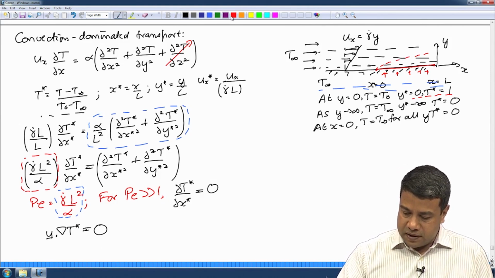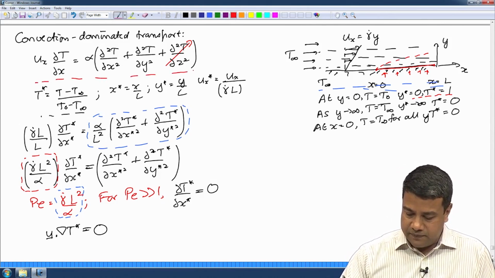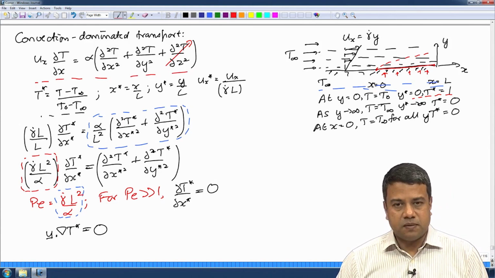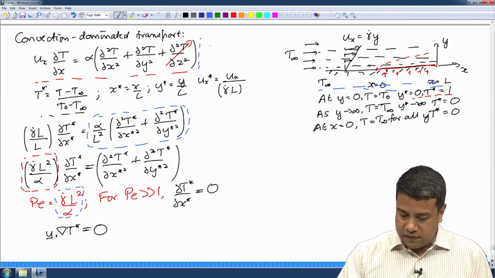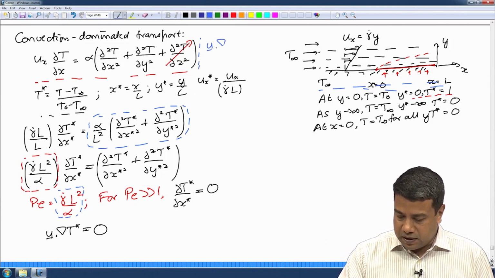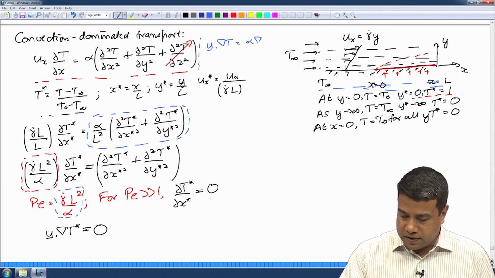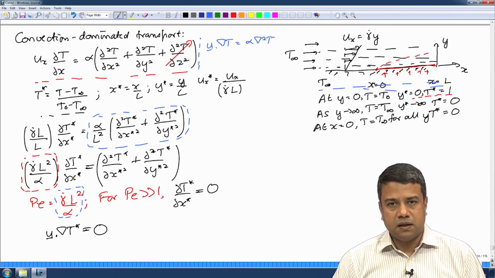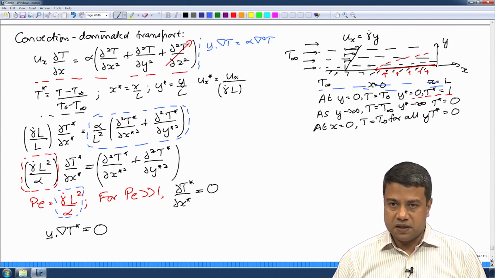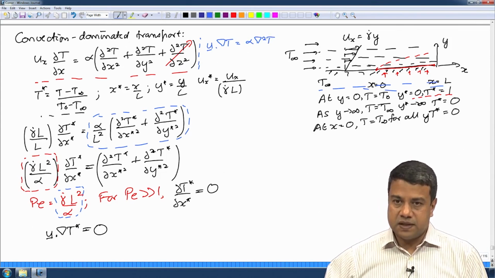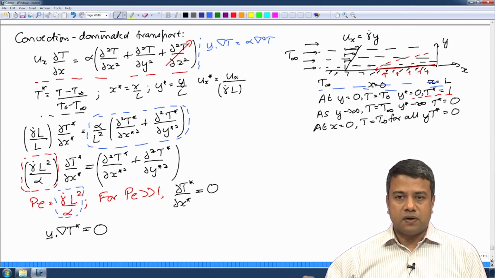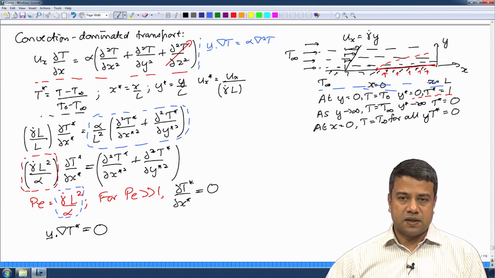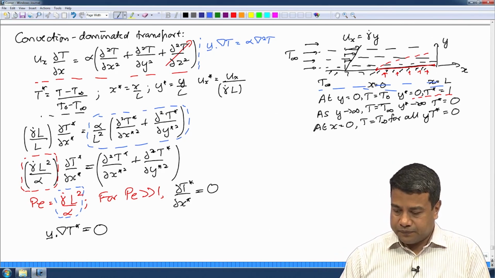The convection diffusion equation has a familiar form: Ux times partial T by partial x is equal to alpha times del squared T. Alternatively, in vector notation, u dot grad T is equal to alpha del squared T. U dot grad T is the variation in the temperature along the velocity streamlines. Grad T is the vector variation in temperature. When you dot it with the velocity direction, it gives you the variation in temperature along the fluid velocity streamlines, along the direction of the fluid flow.